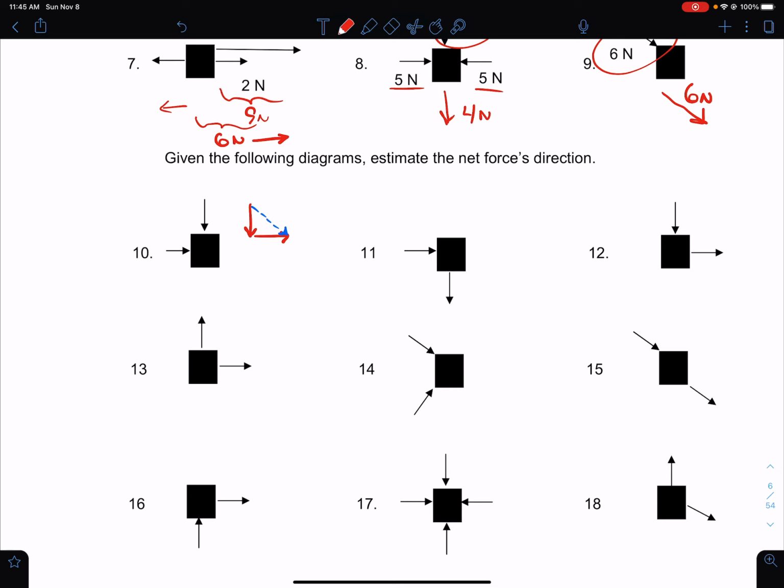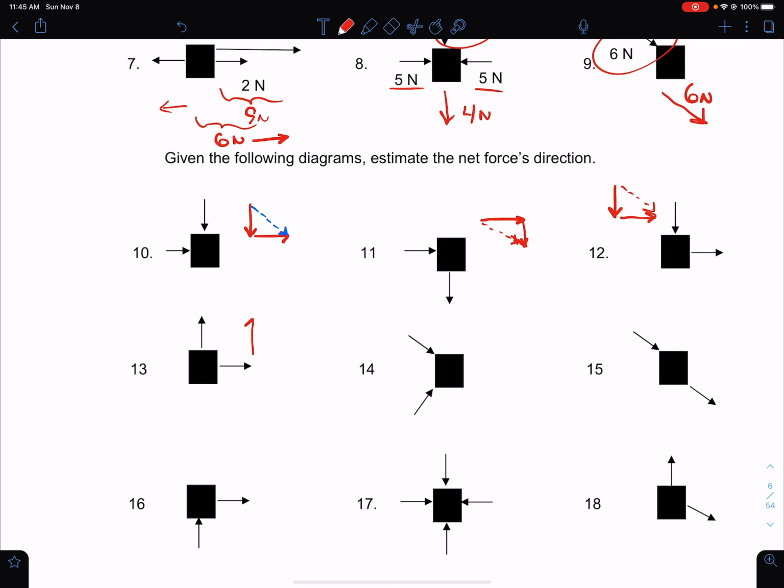We have the next one, again, working with those vector diagrams that we had. We know that we have one force that's to the right, one force that's downwards. So the resultant force would look like this. Number 12, this one, we have a down and right. So where would it go? We have that.